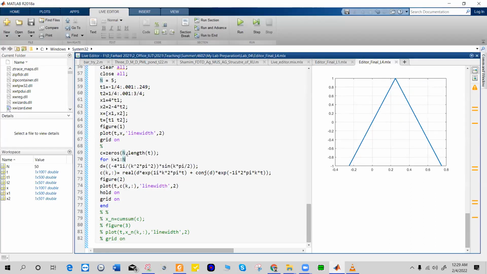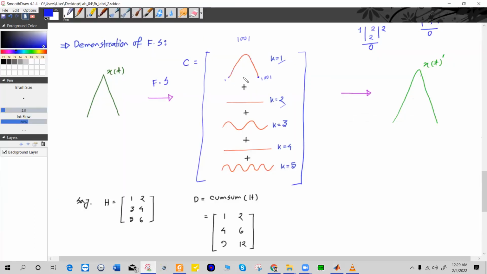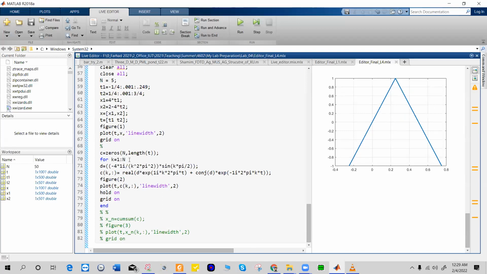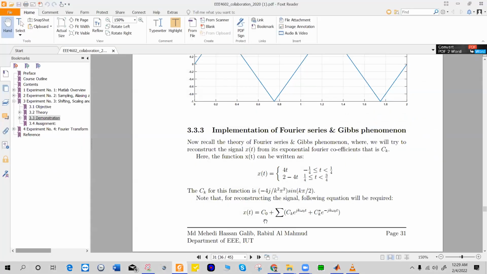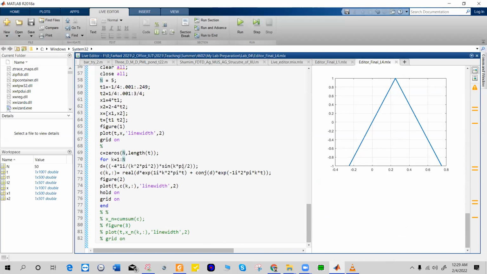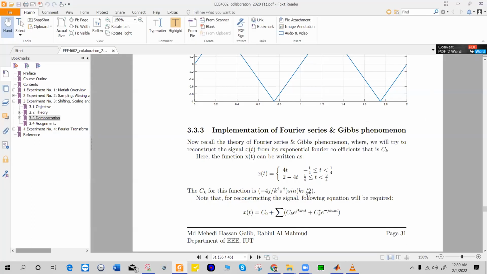So C zeros and comma length t, this is done. Initially we defined C is equal to 0. Initially all of them we considered as 0. Now we are moving k from 1 to 5, and this is actually nothing but ck that is given. This is our ck already given, so we just mathematically represented this ck here. Ck we just write here as d, so this is actually the d. Fine.